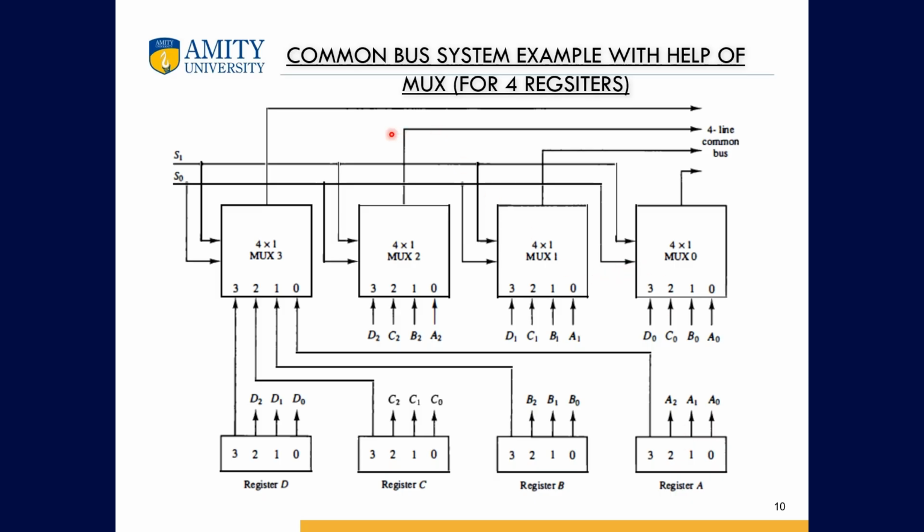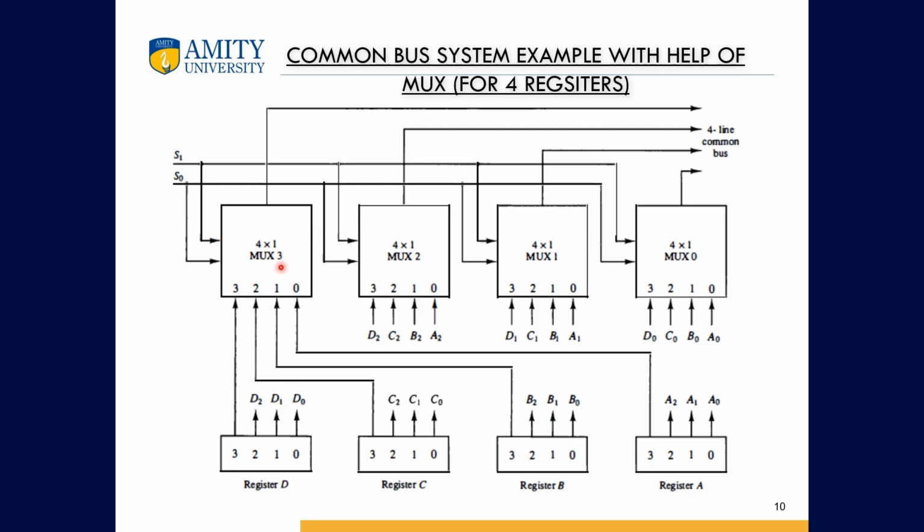For a common bus system, we're going to be using multiplexers. Since we have 4 registers, we're going to have 4 multiplexers. The size of the multiplexer will be dependent on the bits of the register. So if we have 4 bits, it will be a 4:1 multiplexer, and a 4:1 has 2 selection lines. Each mux will get a single bit from each register.